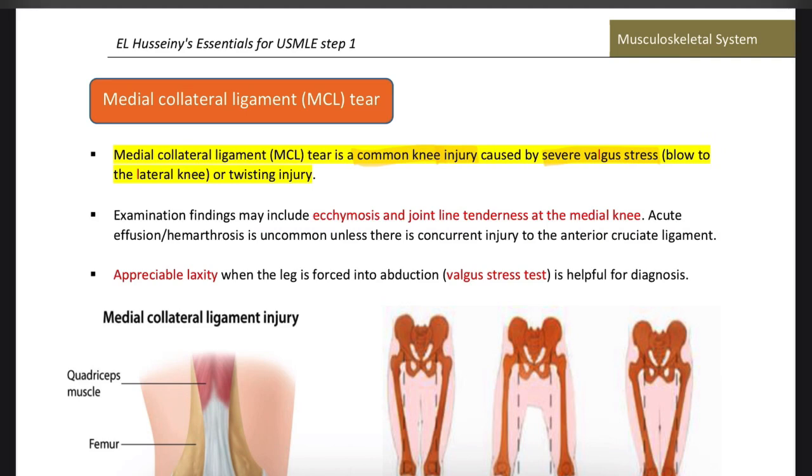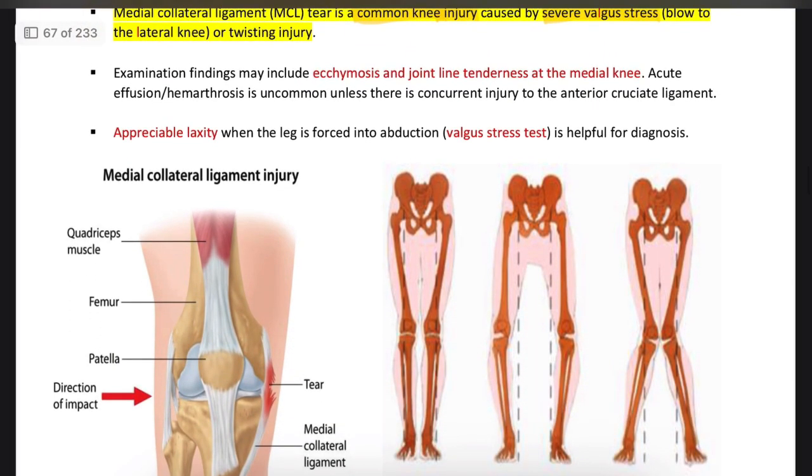In examination findings we can see ecchymosis and joint line tenderness at the medial knee, and in the acute phase effusion and rapid onset of knee swelling, with concurrent injury to the anterior cruciate ligament. Mostly some laxity will be appreciable, and when the leg is forced into abduction, we suspect it; the valgus stress test is helpful for diagnosis. So this is the medial collateral ligament injury.